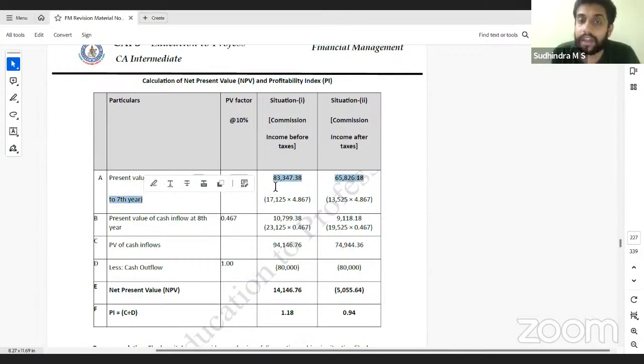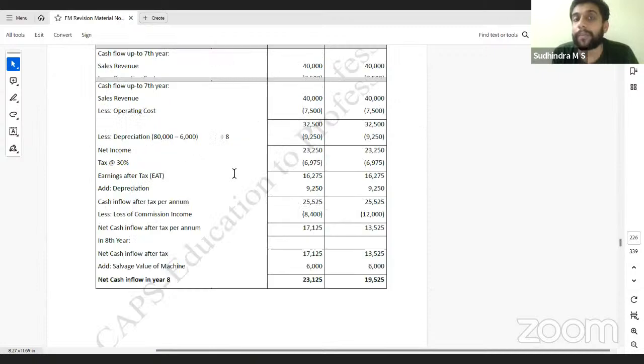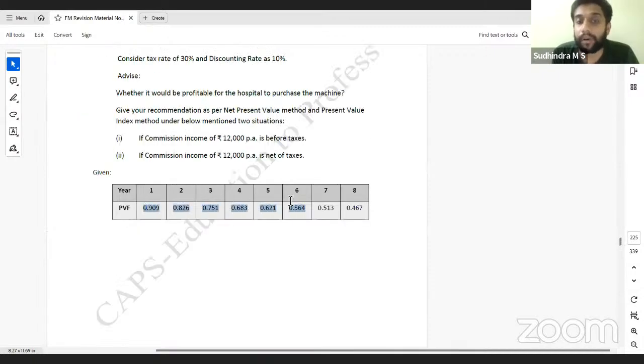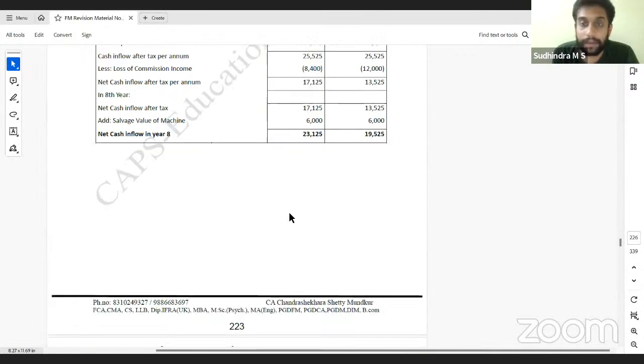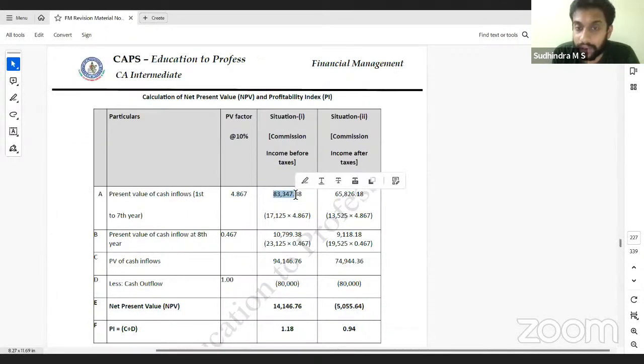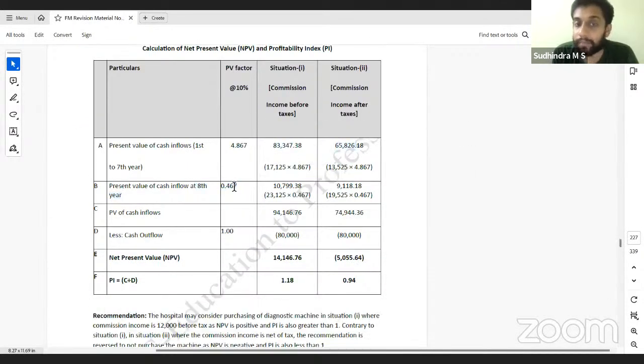For the first 7 years, this is the PV factor. How did we get the PV factor? We just have to add up the 7 years' factors. Correct? So you will get the present values. With the last year's factor, you will get the total present value of cash inflows. Present value of cash outflow is 80,000.